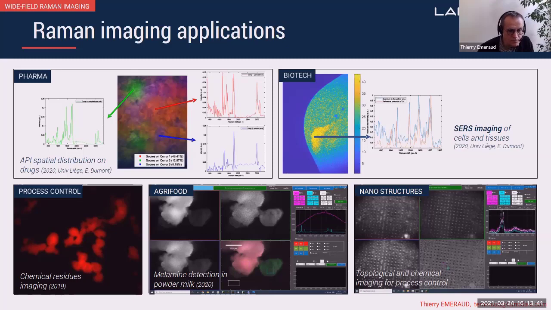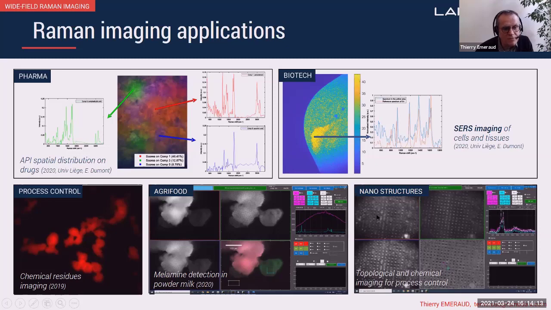Some people are really interested to monitor this melamine, which is a contaminant which artificially can enhance the protein content of powder milk, but which can really cause some public health concerns. So in this respect, we have demonstrated that we can detect the presence of melamine in powder milk using this technique by, as you see here, the chemical signature of that specific component.